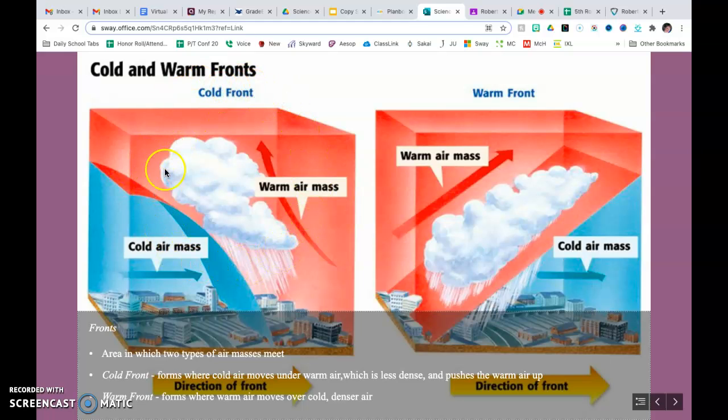So this is therefore a cold front. Cold air moves under the warm air, pushing it up. This would be a warm front. A warm front forms where warm air moves over the cold, denser air. So the warm front takes over in a warm front. The warm rides over because warm air rises, remember, cold air sinks. It's more dense. Here, the stronger of the 2 is the cold air mass. It's going to move under the warm air mass and push it up. So we have a cold front.